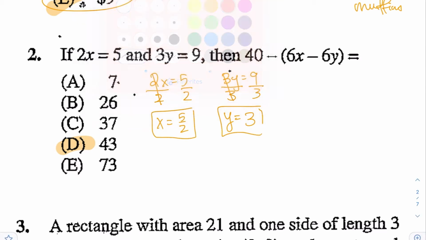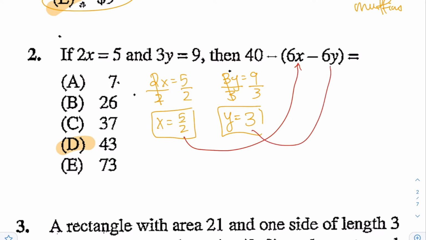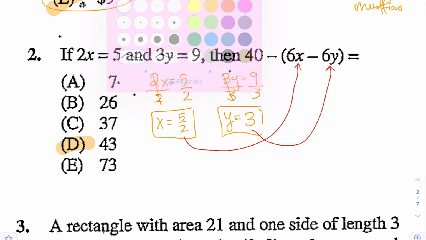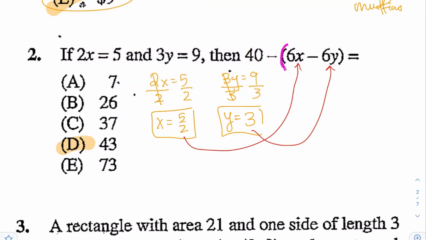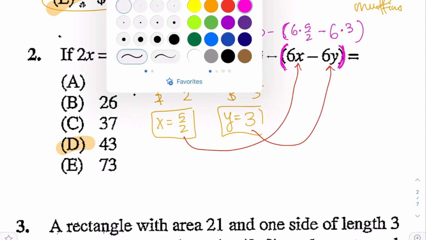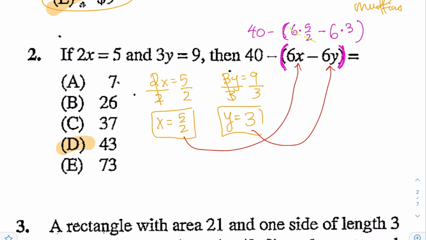Now for both of these, you're going to have to substitute in to x and also to y to then solve for this expression. So you have to do the parentheses first. If you substitute in, you'll be doing 40 minus, and in parentheses, that's 6 times 5 halves minus 6 times 3. When you multiply 6 times 5 halves, the 6 and 2 cancel out because they both have a factor of 2. So that'll give you the new expression, 40 minus (3 times 5, or 15, minus 18).